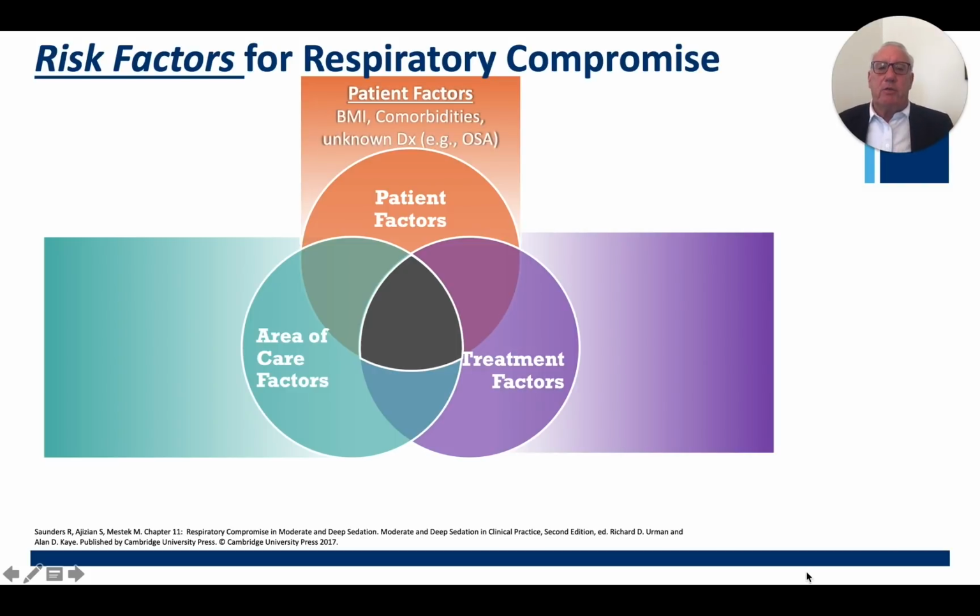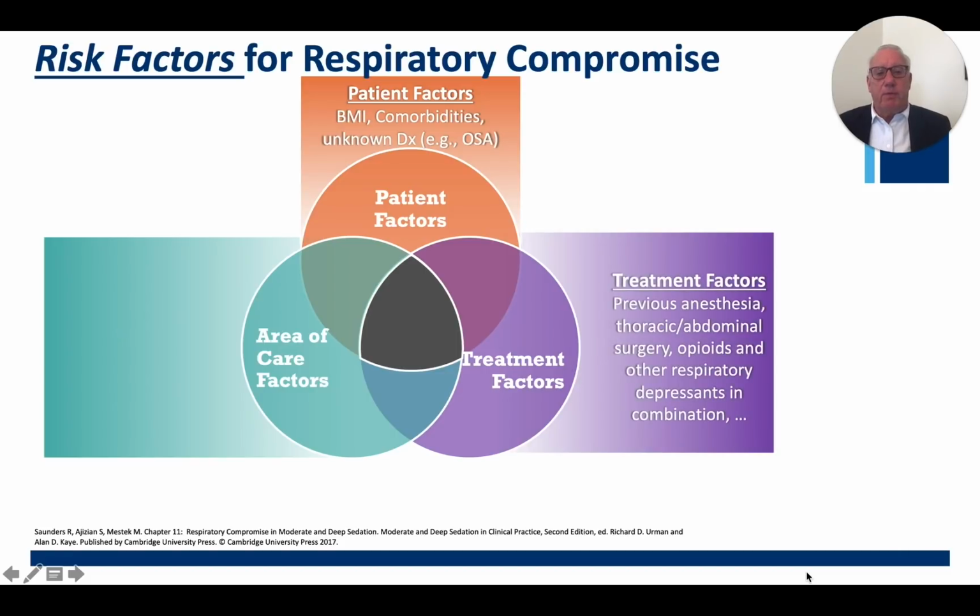When we look at patient factors, the most obvious are BMI, morbid obesity, supermorbid obesity, underlying comorbidities, be it cardiopulmonary, neuromuscular, and the likes, and unknown diagnoses, which are very common in the anesthesia world, of sleep apnea.